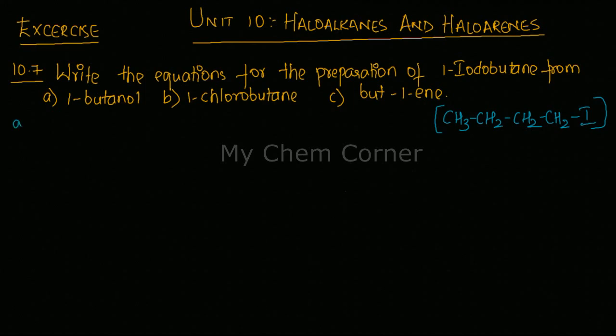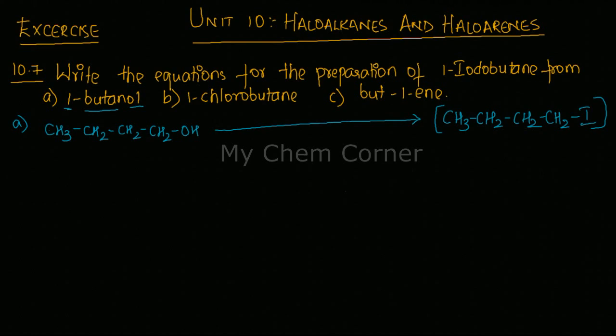The first one is you need to prepare this compound from 1-butanol. When it says 1-butanol, it is an alcohol starting on the first position of a 4-carbon chain, because it says butane here. So let's draw the structure. We have CH3, CH2, CH2, CH2 and OH. So we have a 4-carbon chain and on the first position we have OH. From this you need to convert your compound to this. That is what you're going to do.